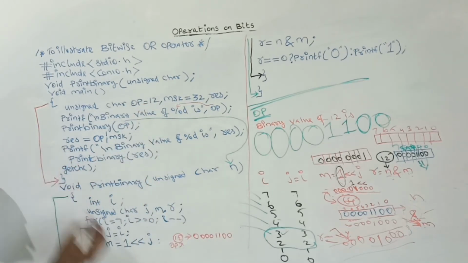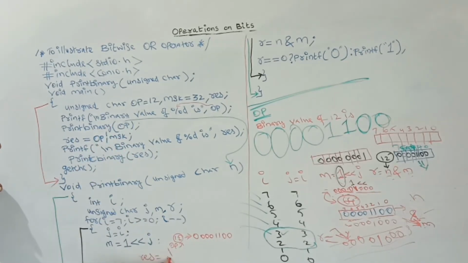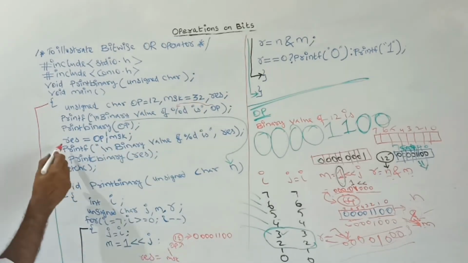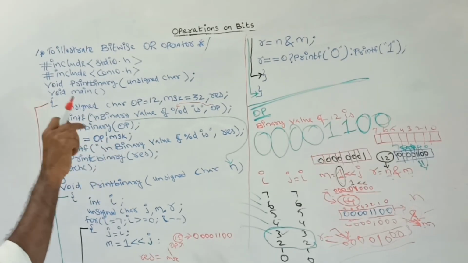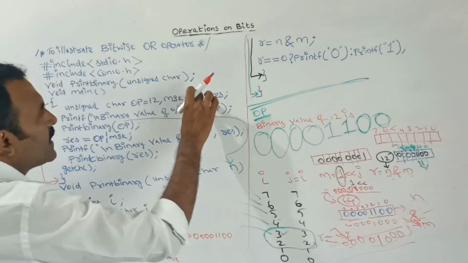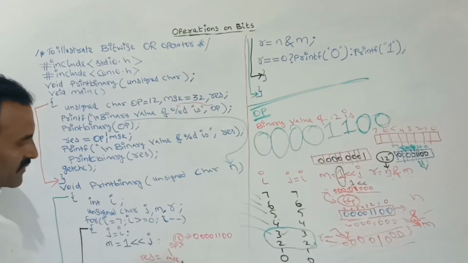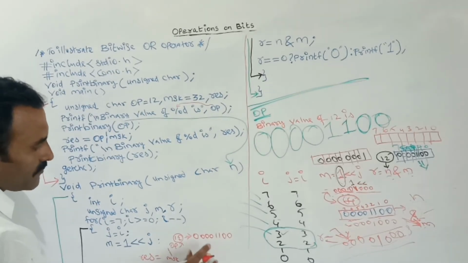In this step, RES is equal to OP bitwise OR operator MSK, the mask value. For the mask I had given 32. See what purpose this OR operator serves in this step. We are turning on the operand value. Whichever position we specify, that corresponding position value will be turned on. 32 means that the fifth position is 1, and the remaining every bit position will become 0.